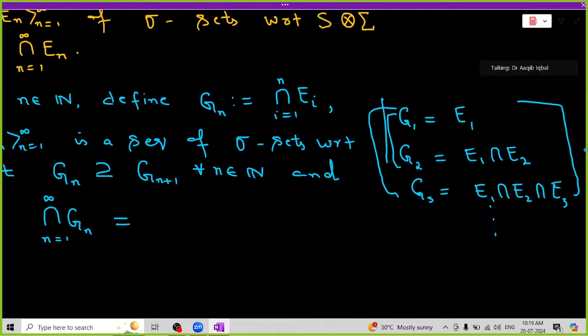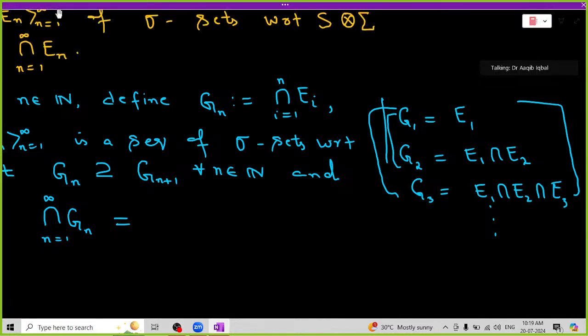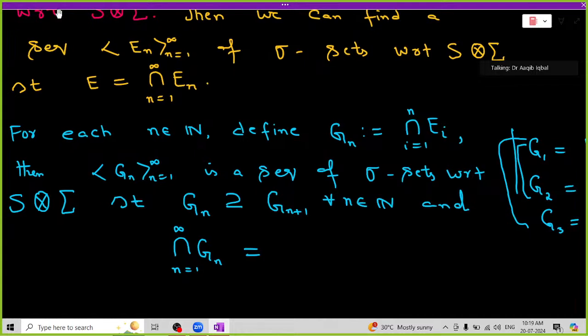You will always observe this. That means intersection of first n Gs will be the same as intersection of first n Es. So that is the reason this intersection of all the Gs is the same as intersection of all the Es. As far as the intersection is concerned, it is the intersection of all the Es, that is intersection n runs from 1 to infinity, En. And this intersection, we know, is equal to E by our assumption. This is E.